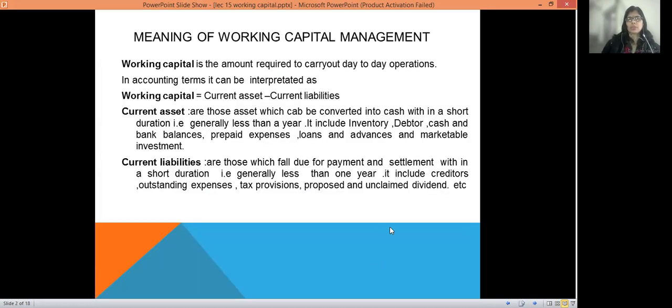what does it mean? Actually, in simple sense, if we are going to define it, working capital is the amount required to carry out day-to-day operations. In accounting terms, it can be interpreted as... So in simple sense, working capital means the amount which is required to carry out day-to-day operations.